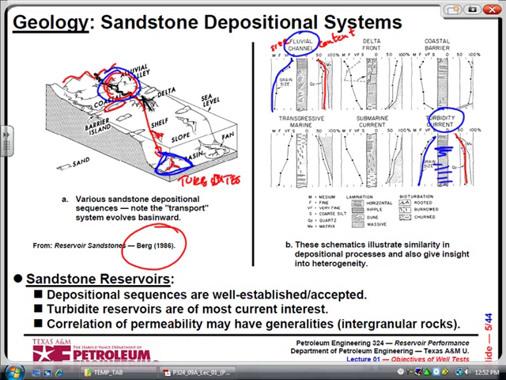If you ever start to look at well logs for turbidites, they're all jumping around because it's going between sand and shale, sand and shale, sand and shale. And sometimes on a very small scale, sometimes a few centimeters, sometimes a few feet. Okay?